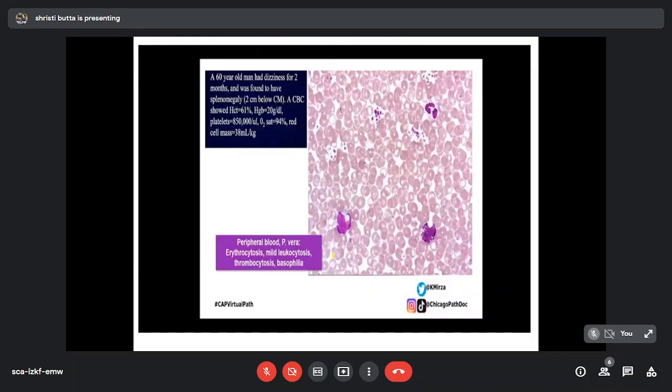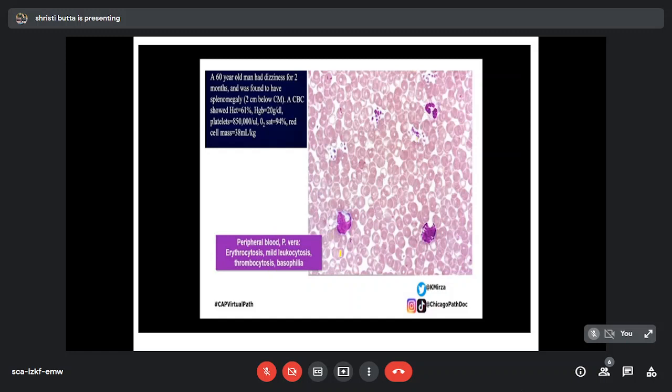Now look at this blood picture here. You have erythrocytosis in a 60-year-old male who presented with dizziness for 2 months. Hemoglobin is about 20 grams per dl. Platelets have also increased, and an increase in red cell mass is also noted. What is typically very important is that here you see a lot of erythrocytes.